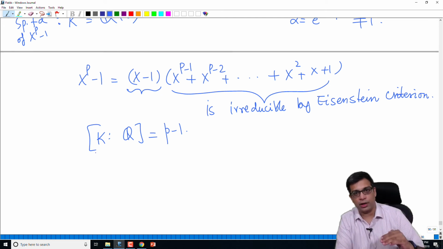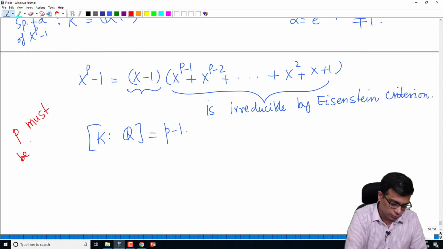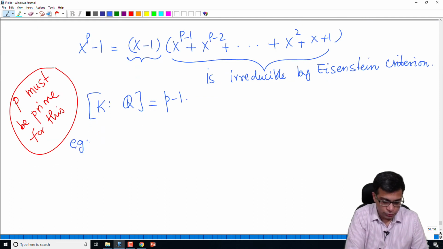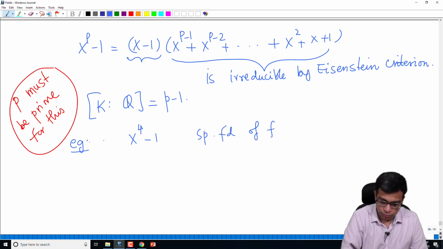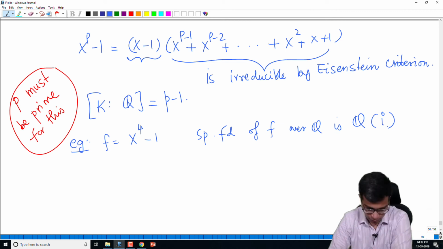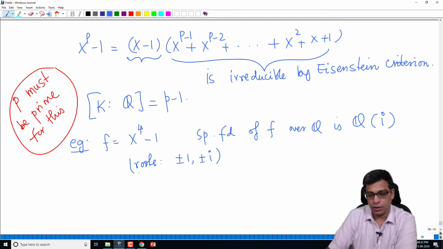So if you adjoin the roots of x power p minus 1, p being prime is very important, because this polynomial may not be irreducible if p is not a prime. As an example, what is the splitting field of x power 4 minus 1 over Q? It is actually Q adjoined i, because i is the root of this, and the roots are plus minus 1, plus minus i. So you adjoin i and you get all the other roots.